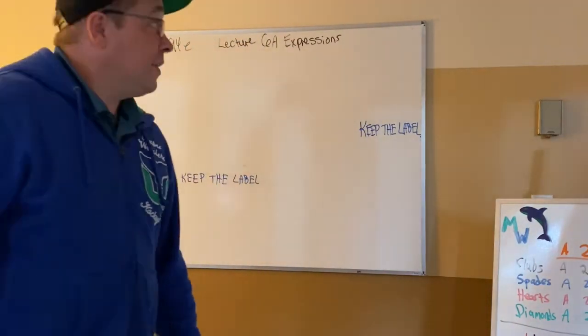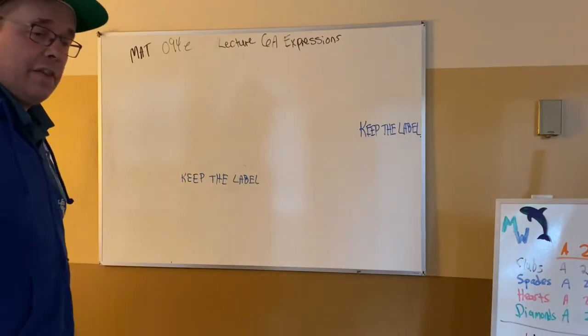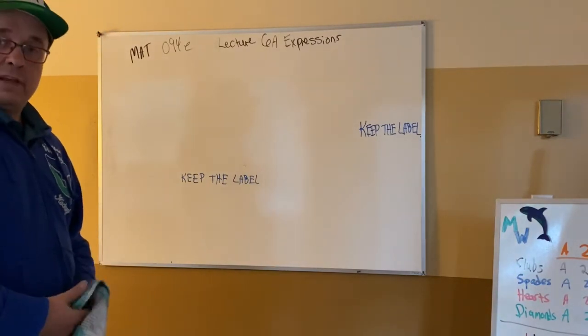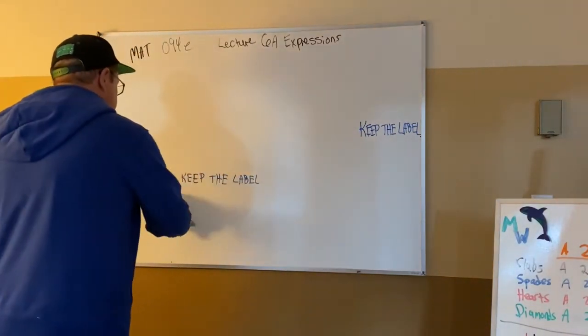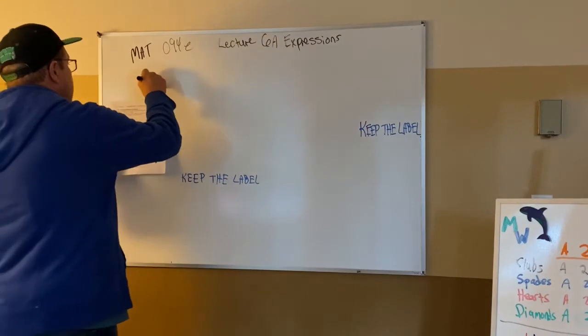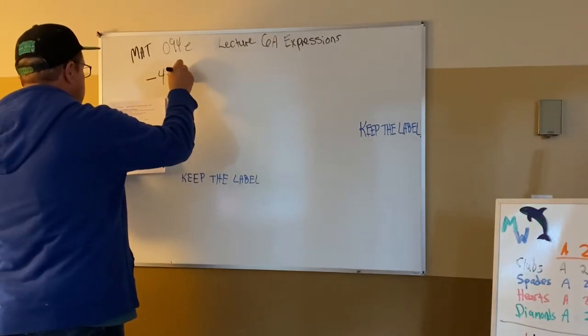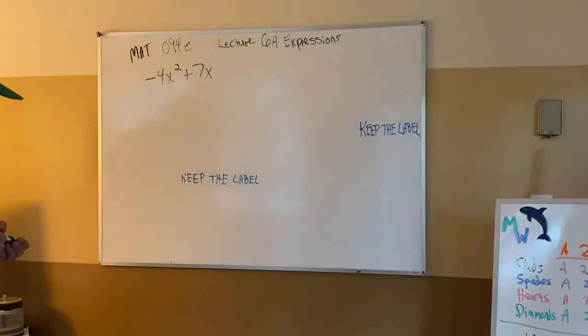Two of the most important things in this class, the entire course, are on the board. Oh wait, it's really one thing. That's how important it is. When you are combining like terms, you're looking for this idea of keeping the label. So now I want to take this one, negative 4x squared plus 7x. It points out something about what our job is, what our responsibility is, in combining like terms. We are asked to simplify this expression.